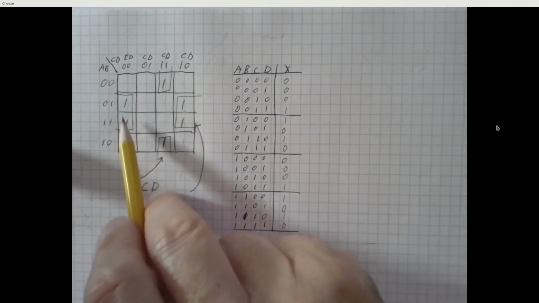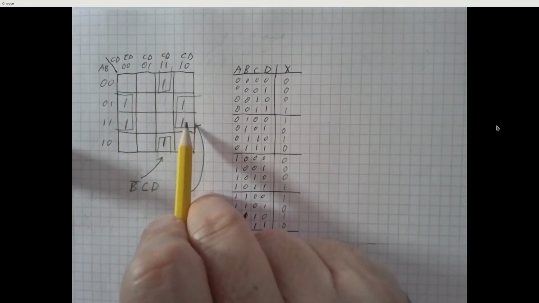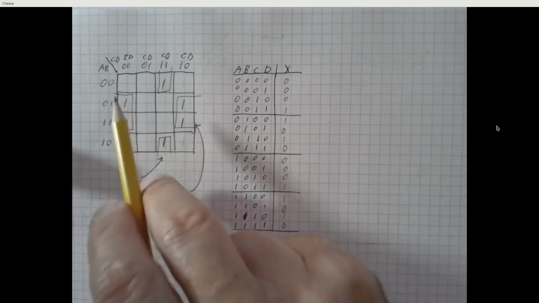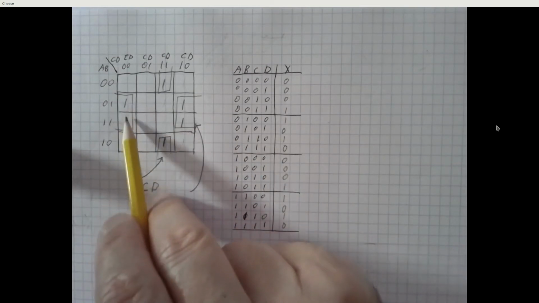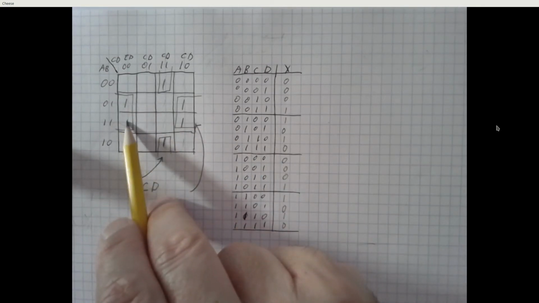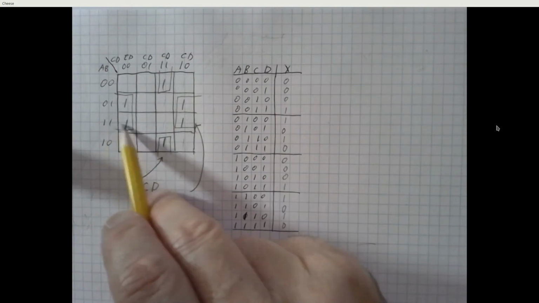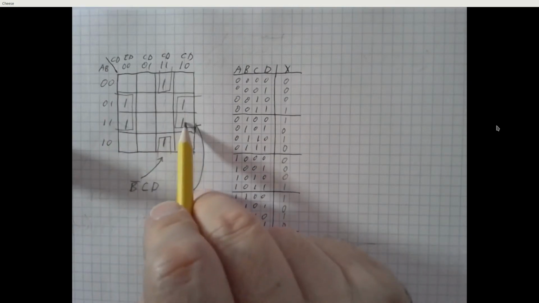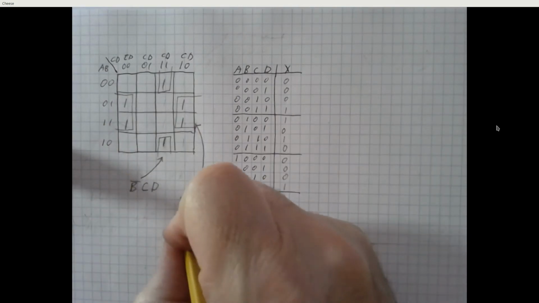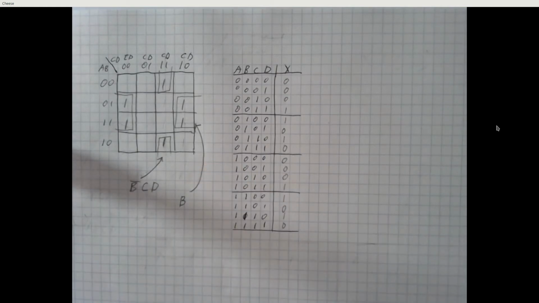So if we look at these 4 spots inside the rectangle and look at the values of our variables, well, here A is a 0, here A is a 1, we can stop right there. A can be 0 or 1, we're going to ignore A. Okay, here B is a 1, here B is a 1, here B is 1, and here B is 1. B is 1 everywhere, so we write a B.